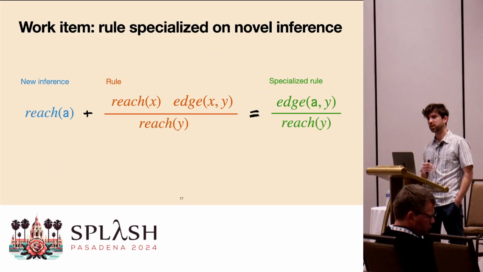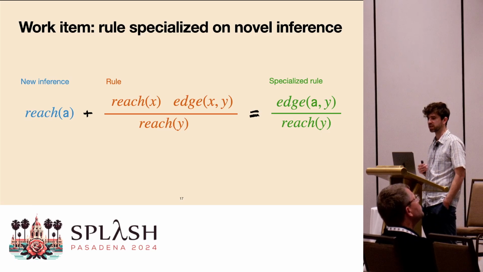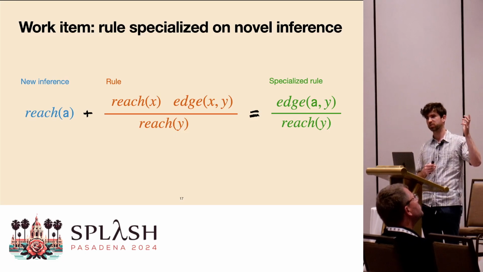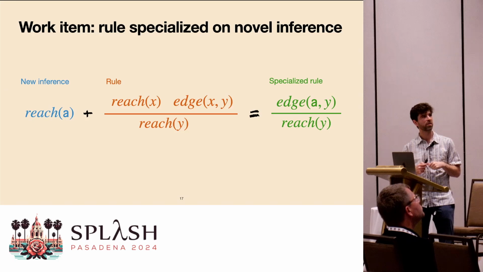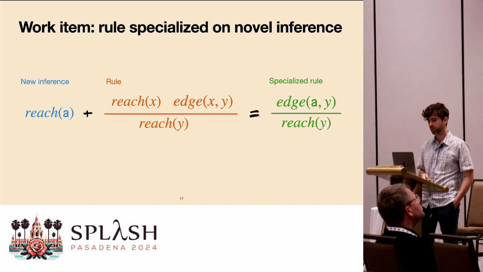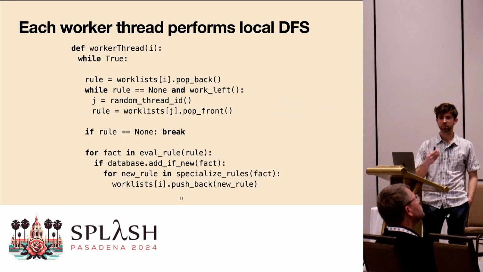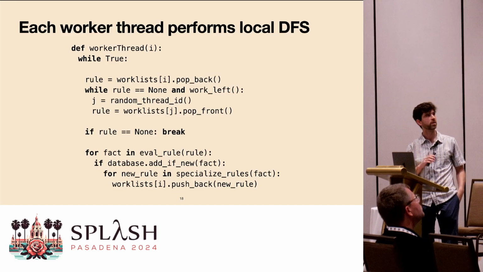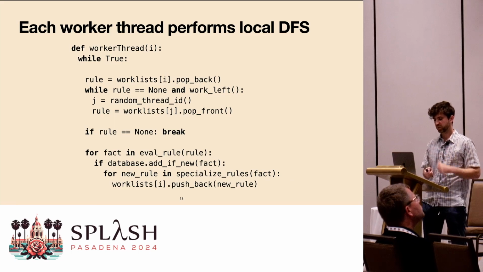Eager evaluation is a work stealing-based algorithm where a work item is a rule specialized on a novel inference. So here you've derived that node A is reachable. You can specialize the rule for reachability on that inference, getting out this specialized rule that says everything that's an outgoing neighbor of A is also reachable. In eager evaluation, each worker thread is essentially going to perform a local depth-first search. So this is the logic for each worker thread. You can think of this as the logic for thread i. And I'll break it down into a few parts.